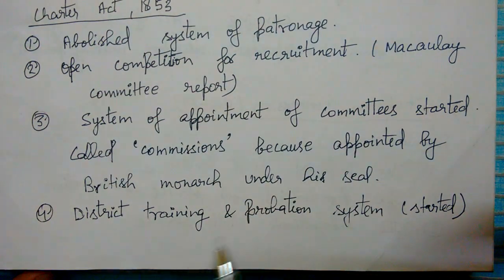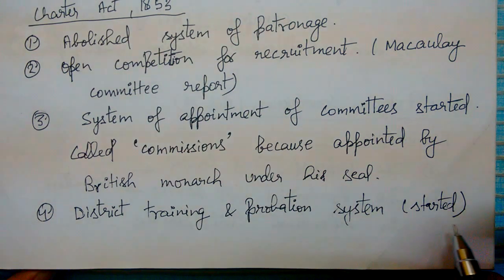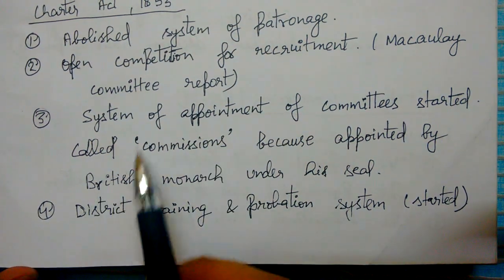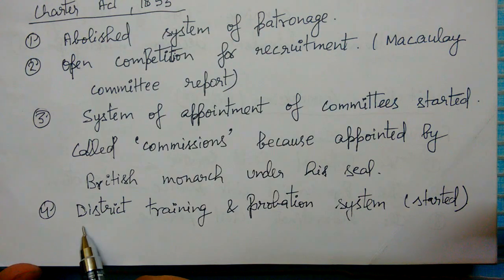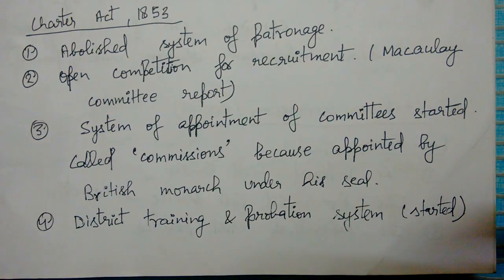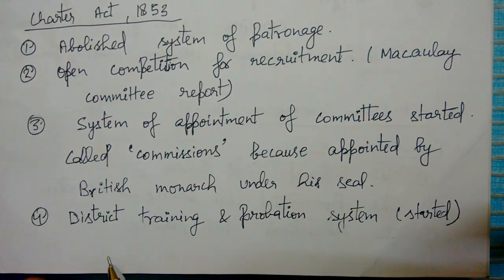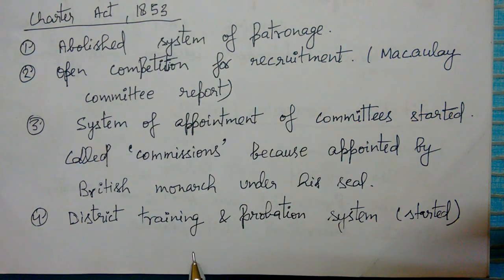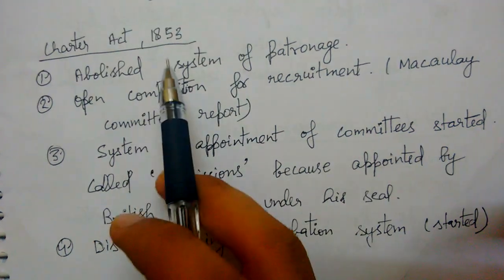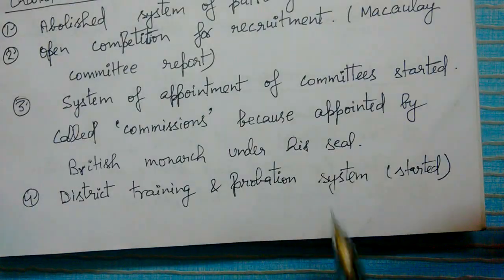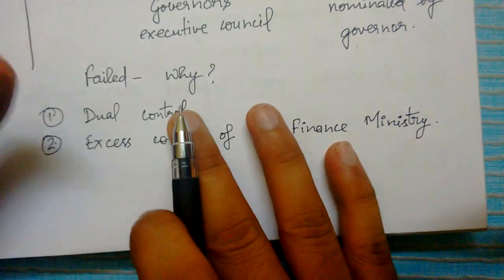Then the fourth point is that the district training and probation system started. So this open competition as well as district training. Right now you know that after selection, you go to Mussoorie for foundation course for 3 months, and after that you are sent for district training, and you take training in the district for 1 year, and then you come again to LBSNAA Mussoorie for 6 months training, and after that you are permanently appointed as a civil servant. So this district training system started in 1853, and the probation system.